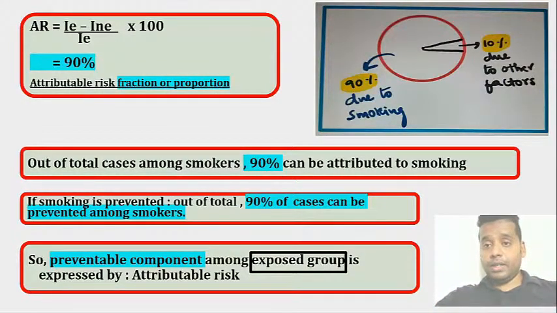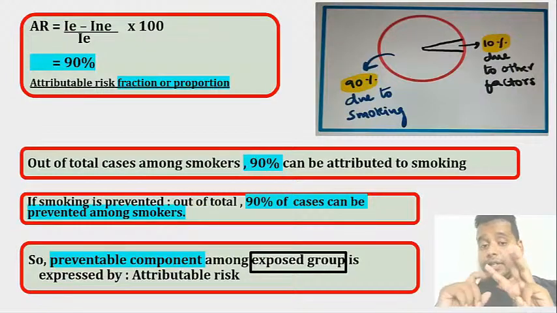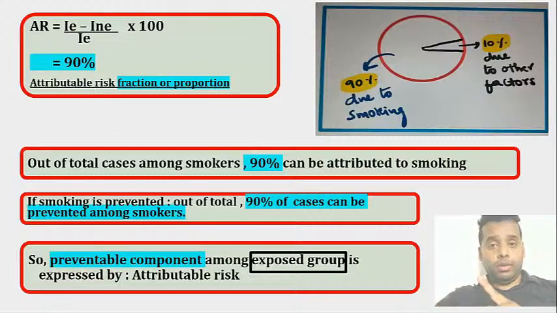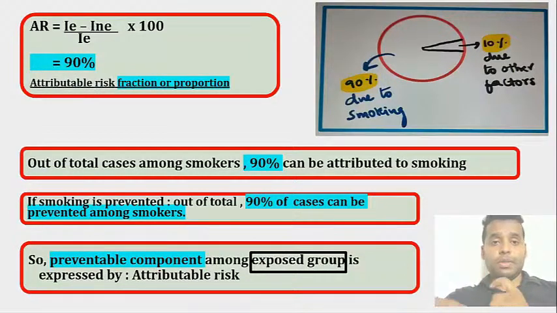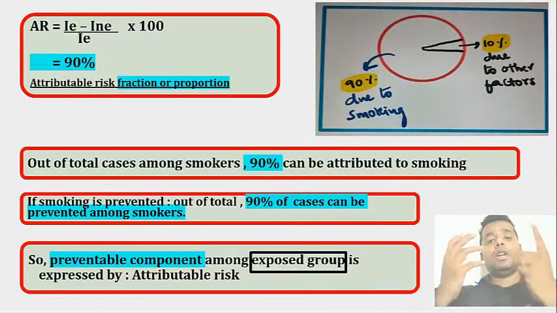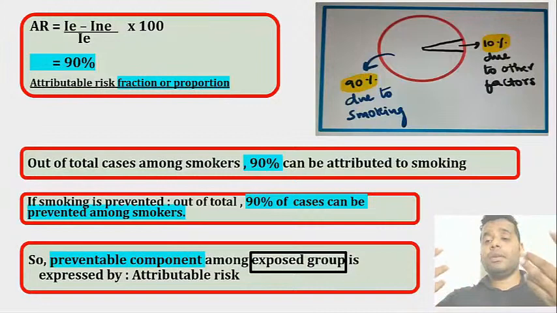I repeat, listen. There are 3 things: risk ratio, attributable risk, and population attributable risk. What I am discussing now is A alphabet, so it is attributable risk. That will tell you the preventable component among exposed group. If they use the word preventable component in the whole population, it is population attributable risk. But risk ratio has nothing to do with preventable component. It will tell 10 times more risk, 8 times more risk.